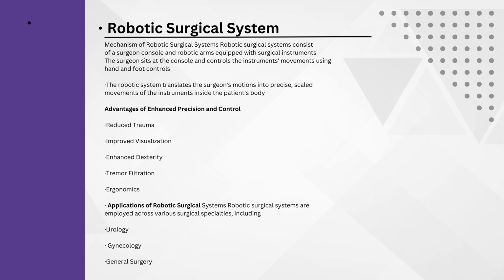Advantages: enhanced precision and control, reduced trauma, improved visualization, enhanced dexterity, tremor filtration, and ergonomics. Now, we are going to applications of robotic surgical systems. Robotic surgical systems are employed across various surgical specialties including urology, gynecology and general surgery.